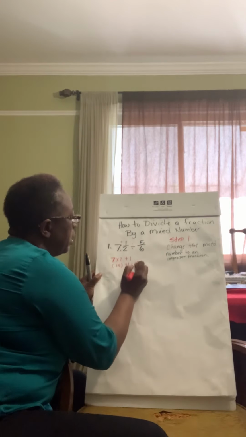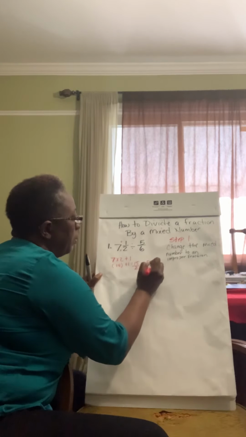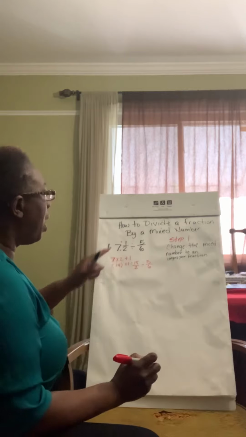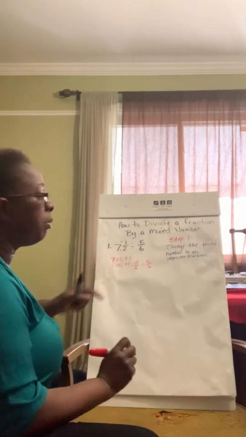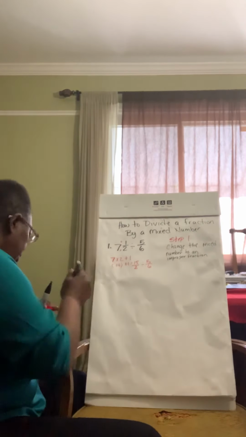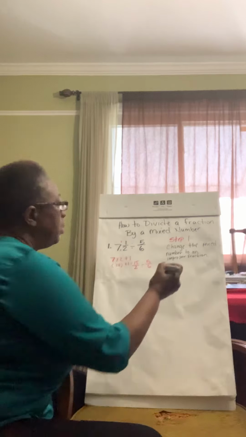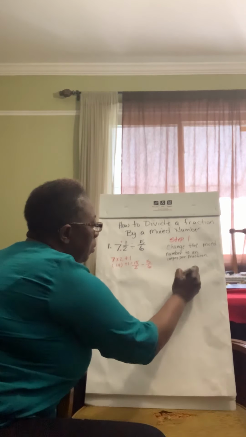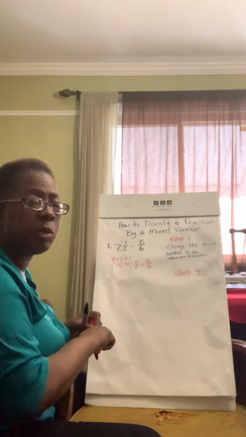We keep the denominator the same. And then we just bring down the rest of the problem. Okay? If you have 2 mixed numbers, you do the same thing for the second part of the problem. Okay? So that's what we do for step 1. Step 2, we do keep, change, flip.